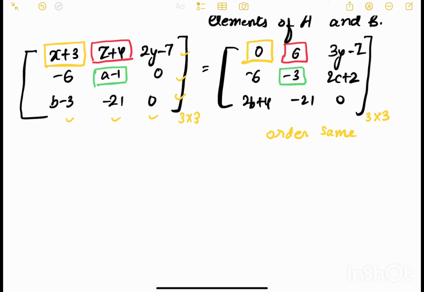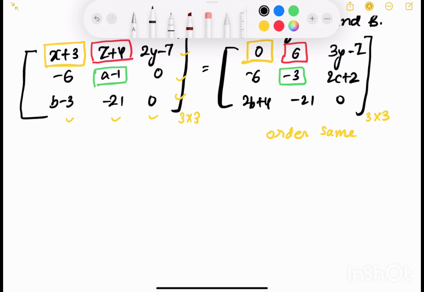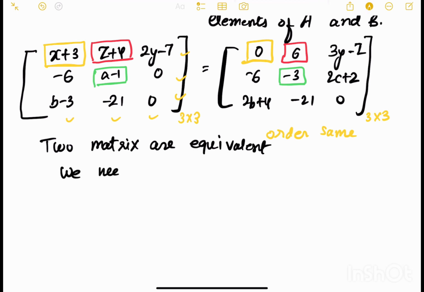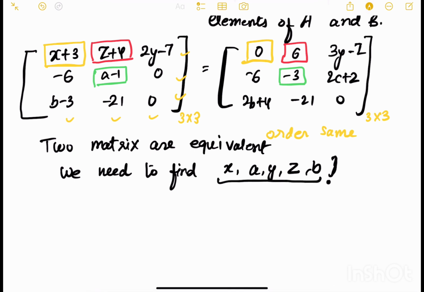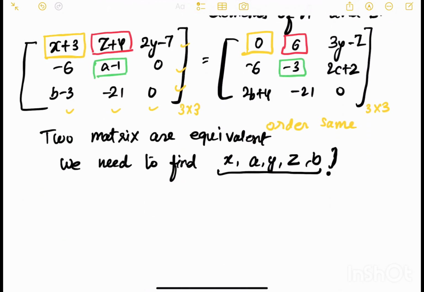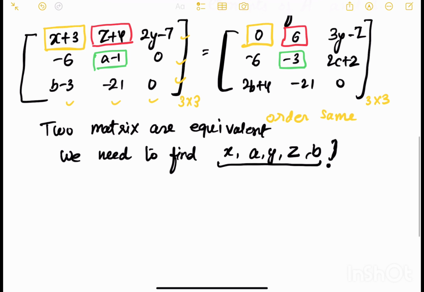So basically our agenda is that the two matrices are equal and we need to find x, a, y, z and b. Basically, what is the value of these variables in the matrix? So this was the main question, and I hope that the definition is clear and the question is clear. So we will proceed.